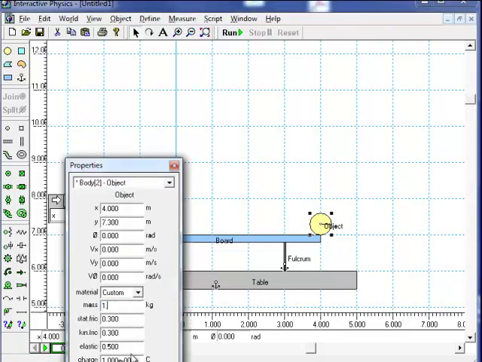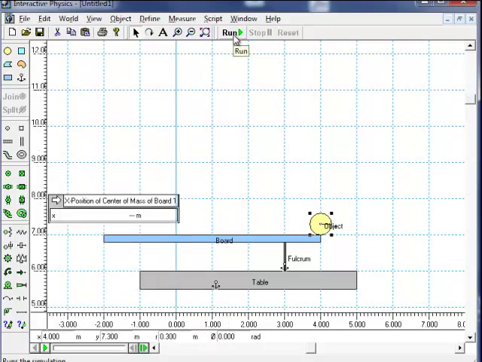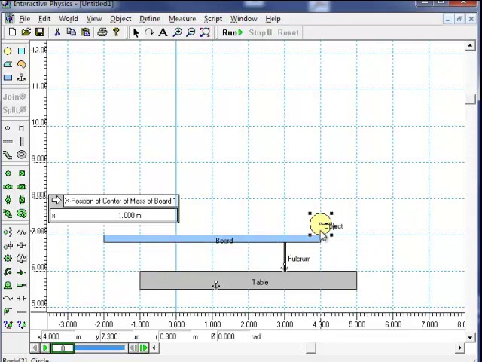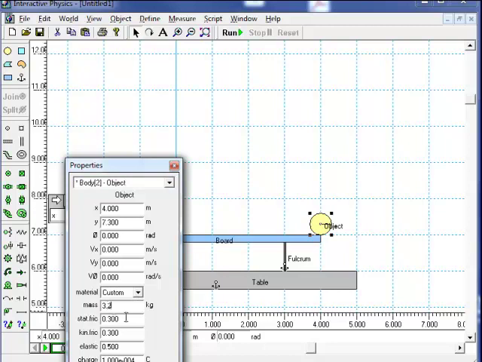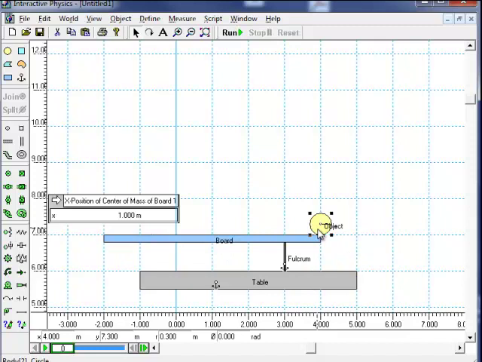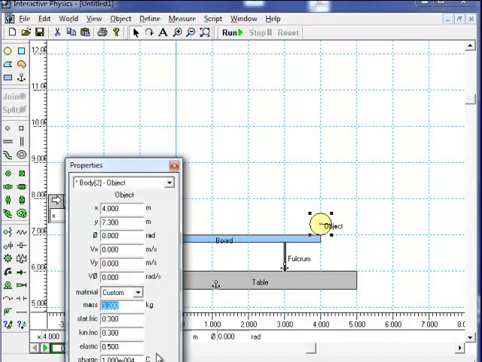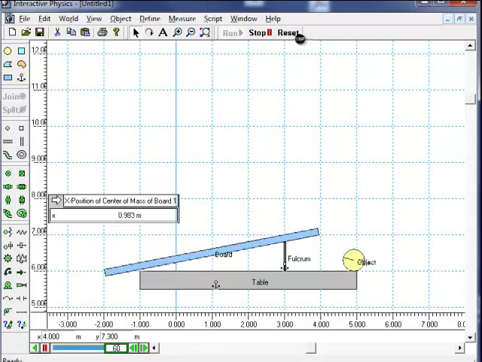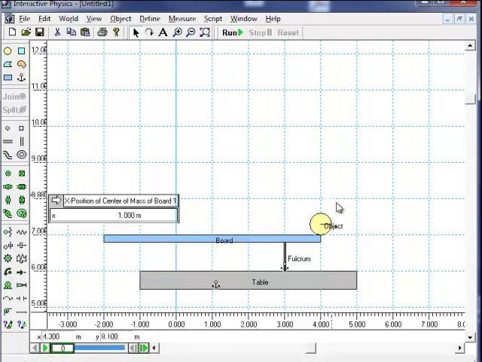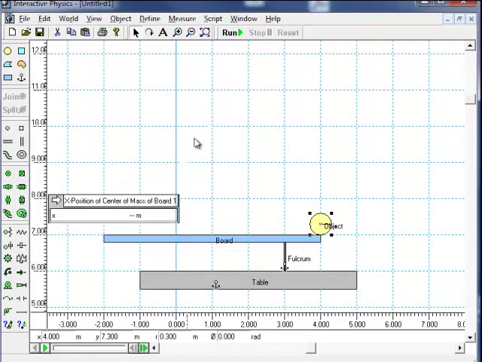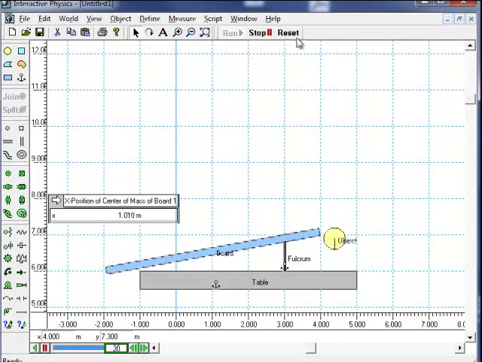Okay, let's double that. 1.6 kilograms. Okay, not enough. Let's double that again. 3.2. This time this one is too much. Okay. Try something in the middle. 2.4 maybe, 2.4. And oh, it just got off there just a little bit, so maybe a little bit less. Okay, still rolling off a little bit.